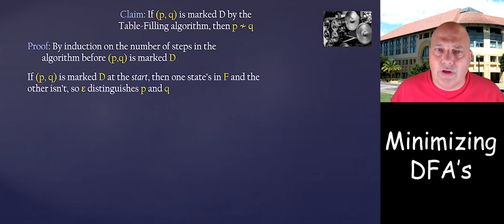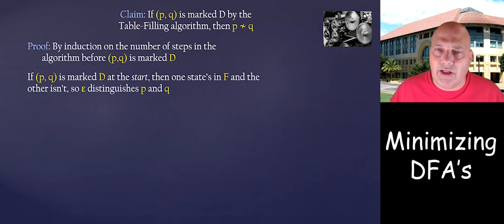So if PQ are marked D at the start, then it means that one of them is an accept state and one of them is a reject state. Therefore, these Ds that we just do in the first step are justified. They are representing distinguishable states. States that are distinguished by epsilon, by the empty string. So we have the base case.